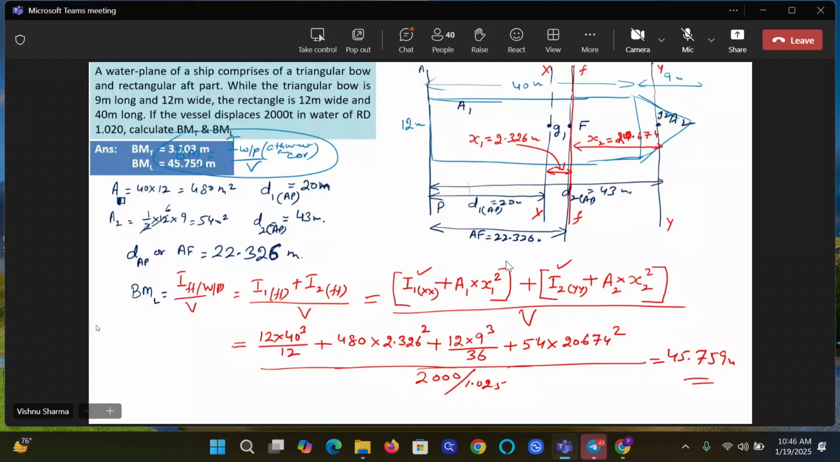Sir, yeah. Displacement 2000 divided by 1.025. Sorry, whatever is the density. Okay, 1.020. Okay. Sorry, that's a typo. Okay. You can correct it.